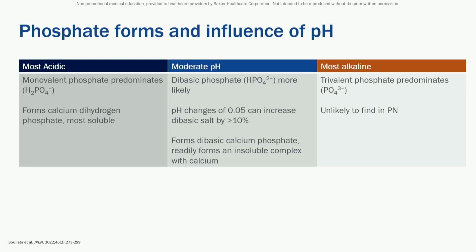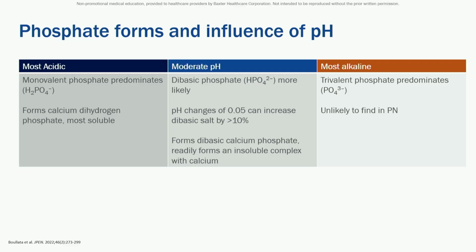Phosphate is sort of an age-old problem in PN in general. We know we need to give it. We need to give it in pretty high quantities to achieve somewhere close to in utero accretion for our preterm infants, but it takes different forms at different pHs, which is what makes this really fun to try to navigate. In your most acidic environments, you have monovalent phosphate predominating, which is great because that is the most soluble form. It usually stays in solution even when it complexes with calcium.